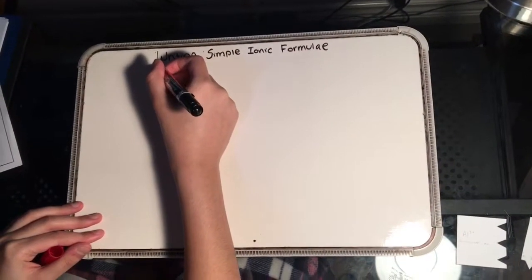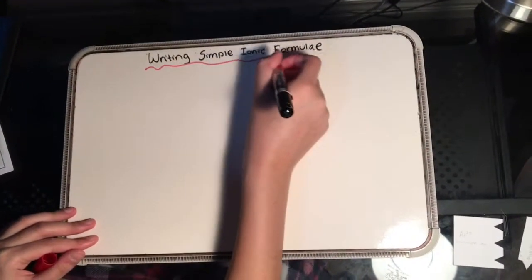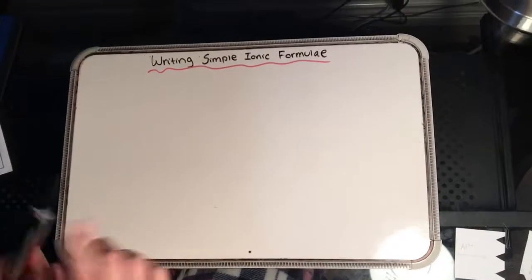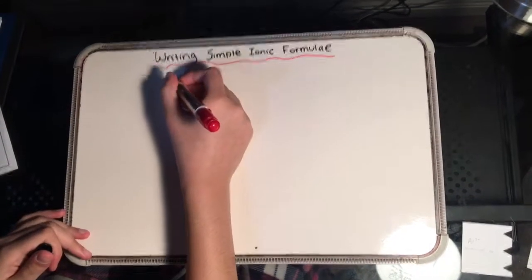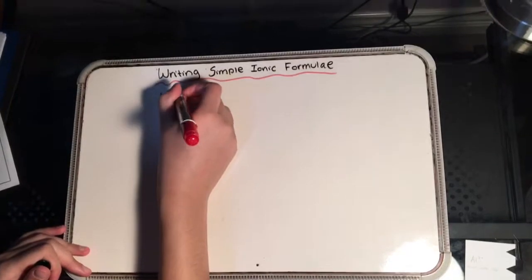In this video, you will be learning how to write chemical compounds. Make sure to have your periodic table with you. First, we will be learning how to write simple ionic formulae. This is when we are combining a metal and a non-metal.